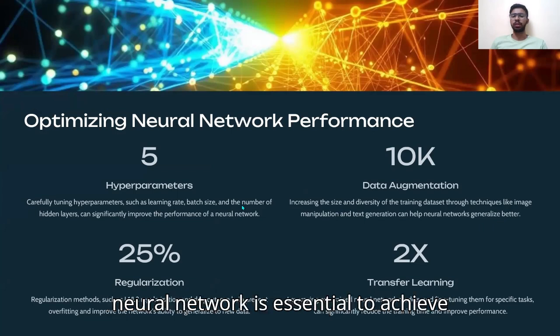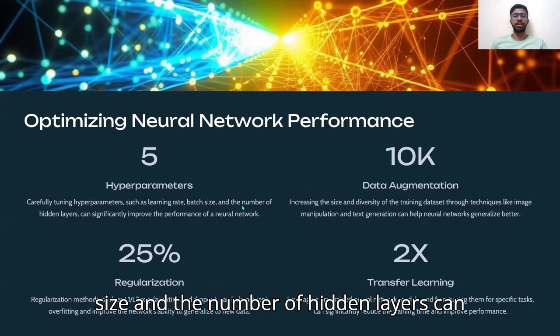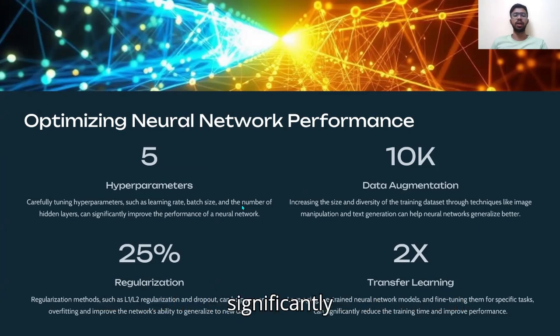Next, we have optimizing neural network performance. Optimizing your neural network is essential to achieve top performance. Hyperparameters like learning rate, batch size, and the number of hidden layers can significantly affect how well your model performs. Tuning them carefully is key to accuracy.